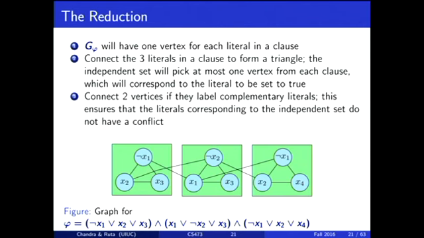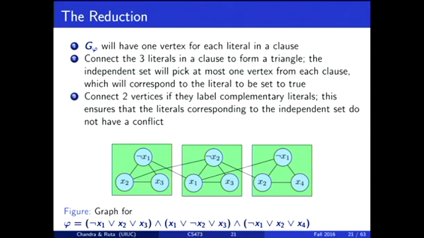Is the construction clear? So I give you a formula, and I can create this graph easily in polynomial time from the formula. If I write down the formula, I can write down this graph very easily in polynomial time. Agree with that? Now, I haven't told you the number yet.